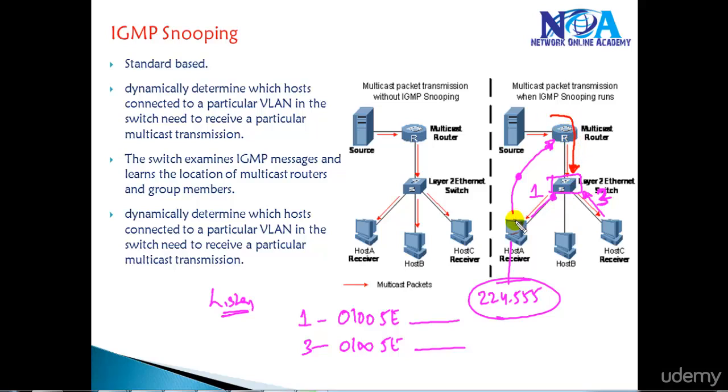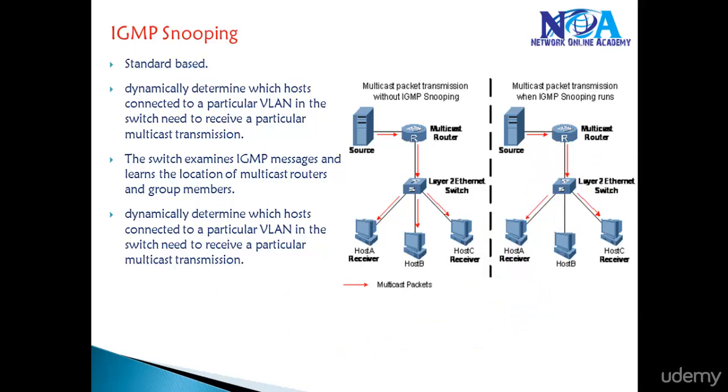Then the request goes to the router, and the router sends back the information to the switch. When the switch is sending, the destination address will be the MAC address of the multicast group, that is 01005E, and it is going to simply send it out of port number 1 and 3, because these are the two users who have requested the multicast traffic. It's going to send out of these two ports, and that's how it works.